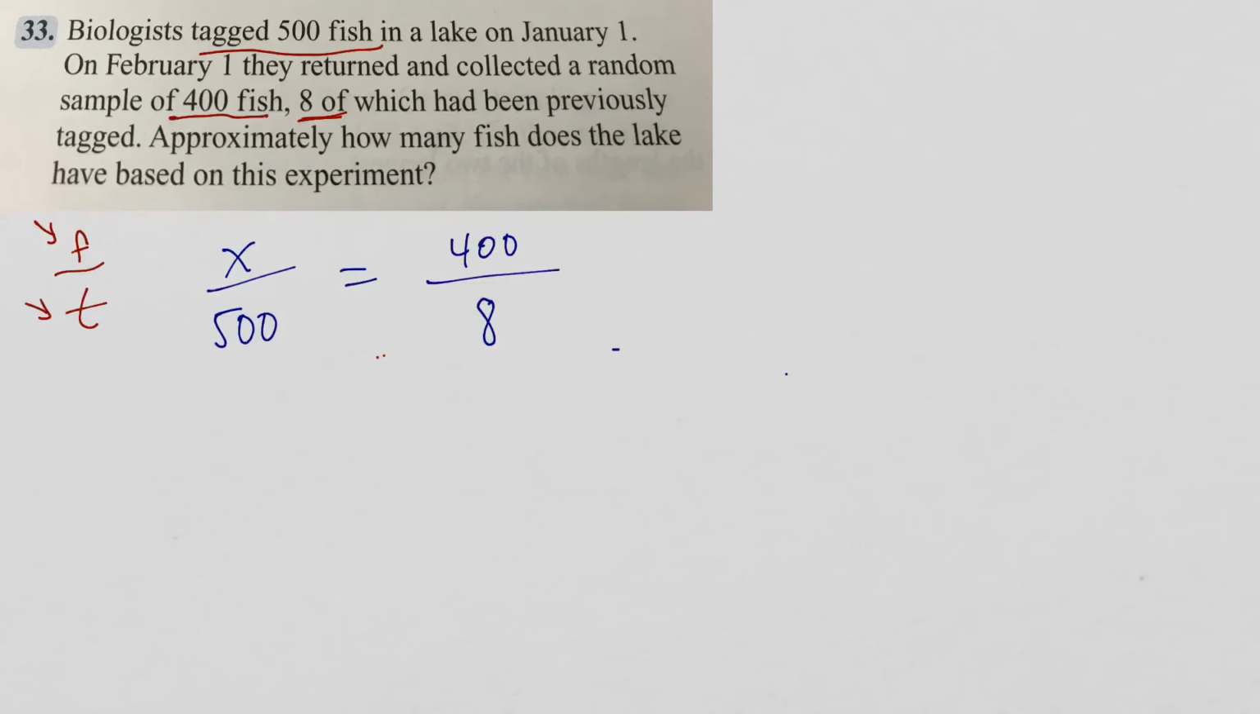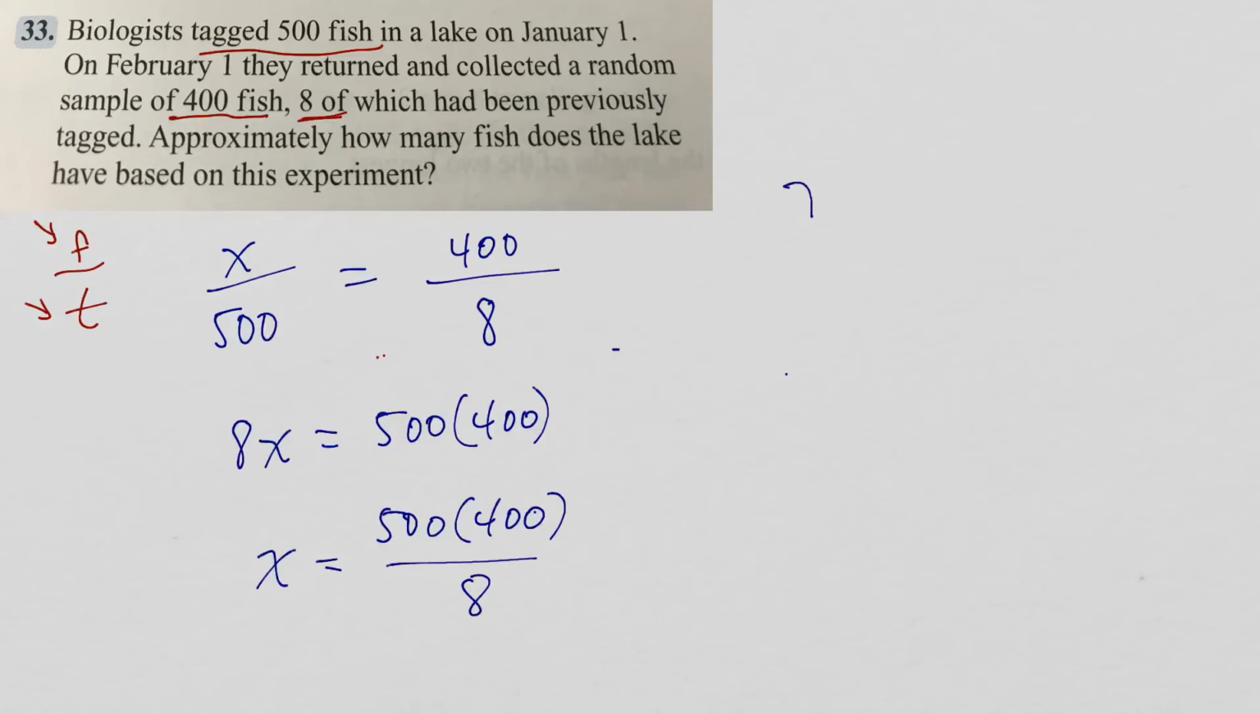So now when I cross multiply, I get 8x is equal to 500 times 400. So x is equal to 500 times 400 divided by 8. I'm just going to use a calculator. 500 times 400 divided by 8, and I get 25,000. This tells me that there's a total of 25,000 fish in the lake.